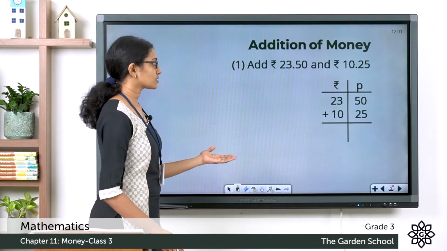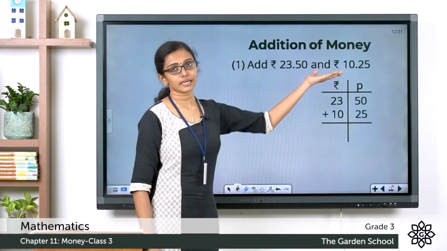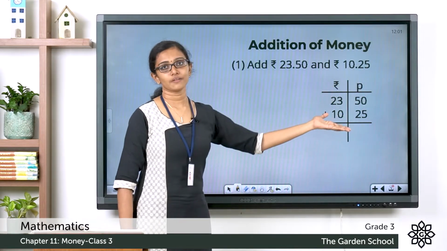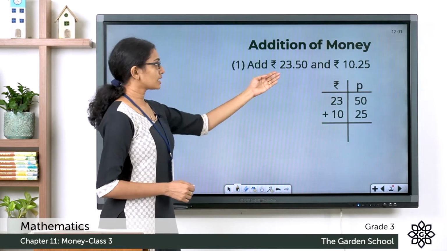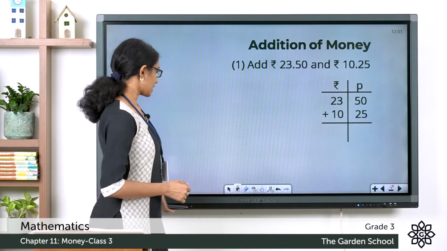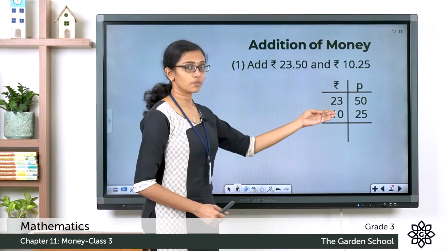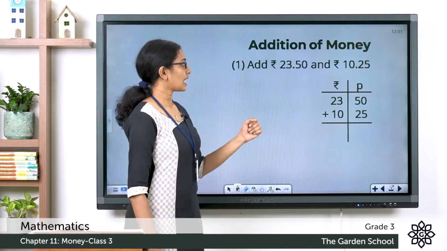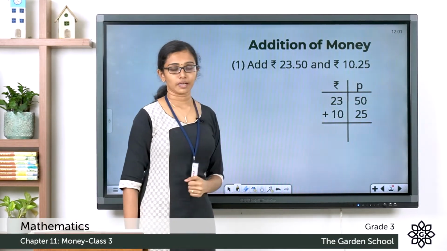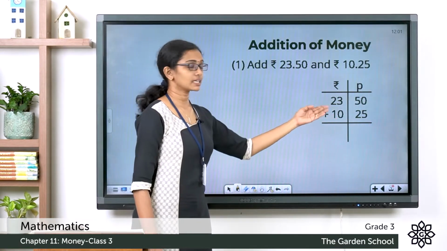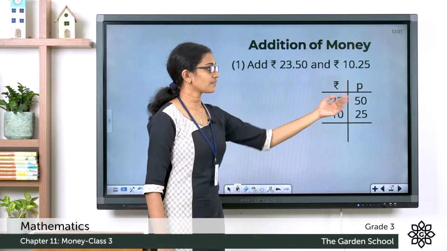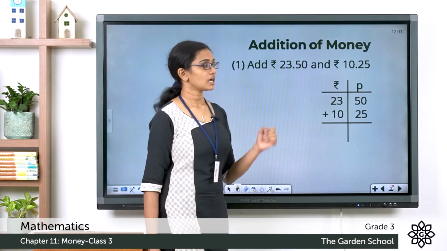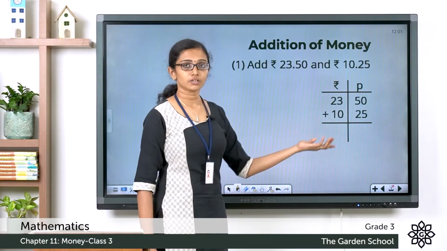The first step is to separate the rupee and the paise part. Here we have drawn two columns, one for rupee and one for paise. For 23 rupees 50 paise, 23 is written in the rupee column and 50 is written in the paise column. And for 10 rupee 25 paise, the 10 is written in the rupee column and 25 is written in the paise column. So let's start adding the columns, starting with the smaller value column first.